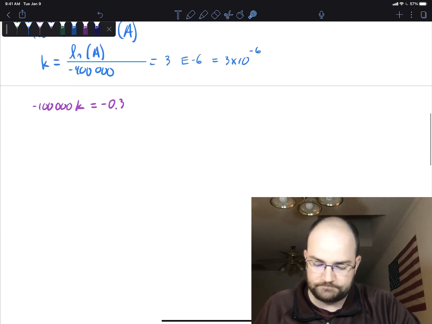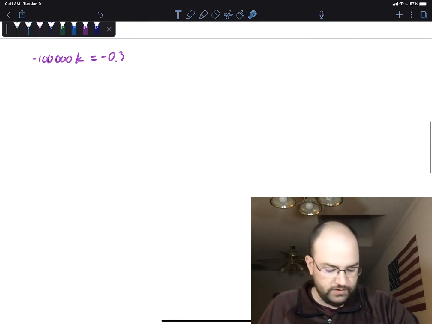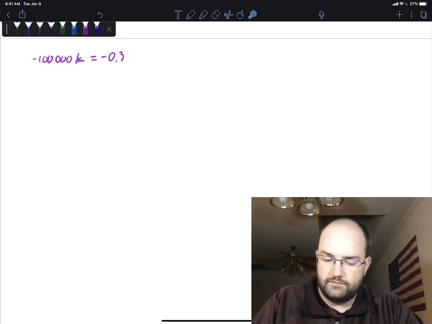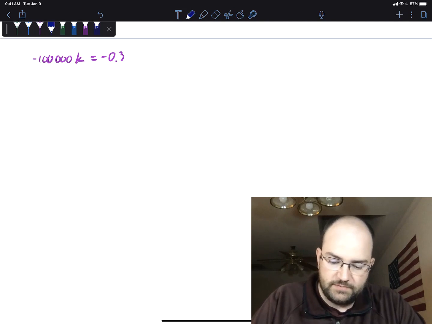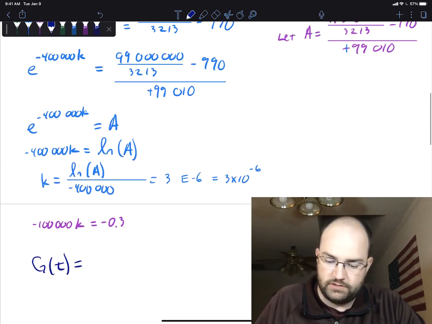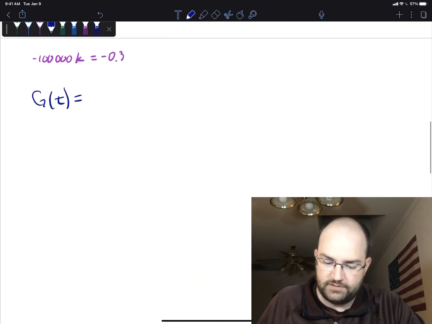So there you go. And now that we know that, we can go ahead and plug all of this in. And this is going to give me the formula. That means that g of t is the following. Well, in the numerator in the formula is 99 million.